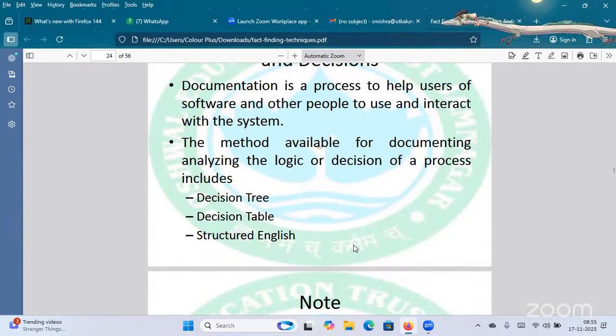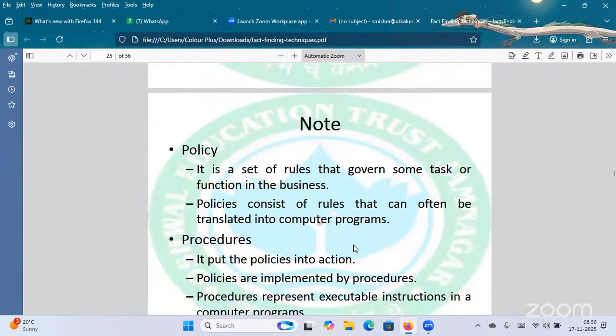So these are the different tools used in analysis. So after gathering the information through different fact finding techniques, the next step is system analysis. System analysis is nothing but analyzing the data gathered or analyzing the information received in the previous step. Clear? So for analysis, the system analyst uses some tools, some techniques, some methods. Clear? So it is a set of rules. It uses some policies and procedures.